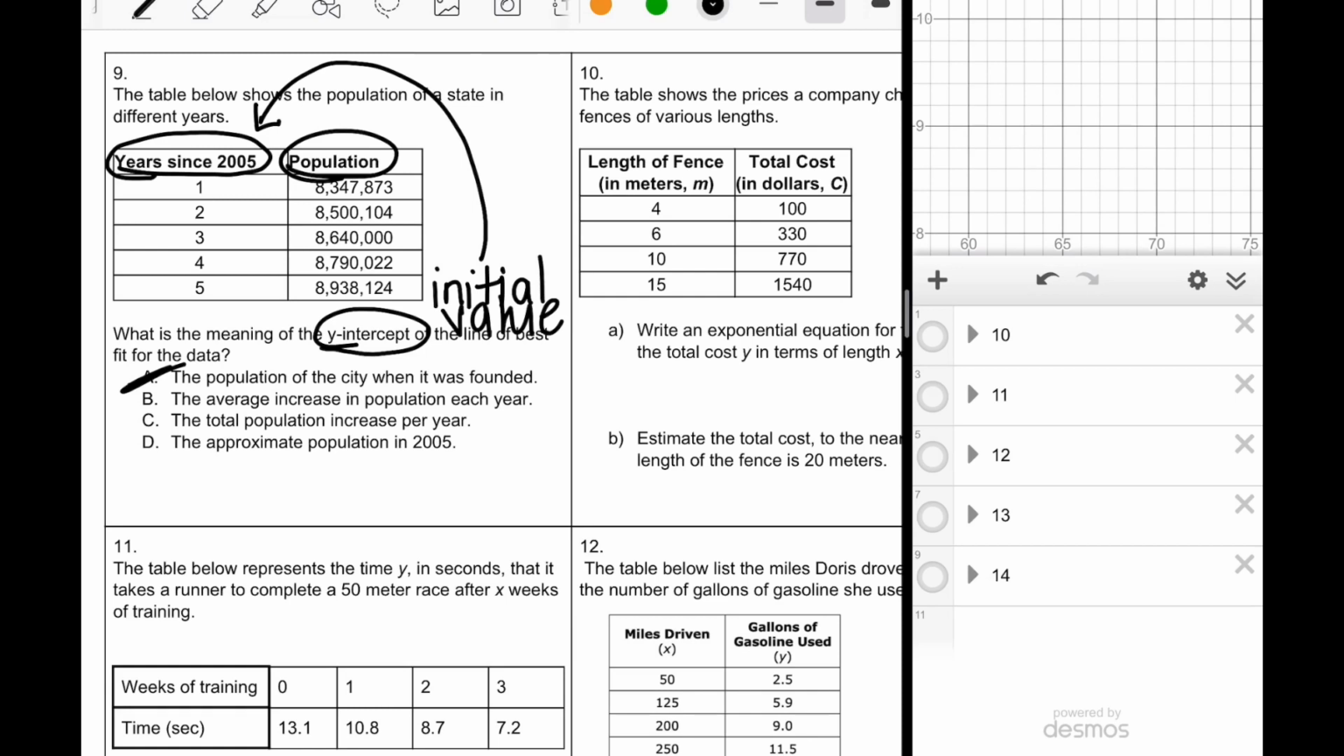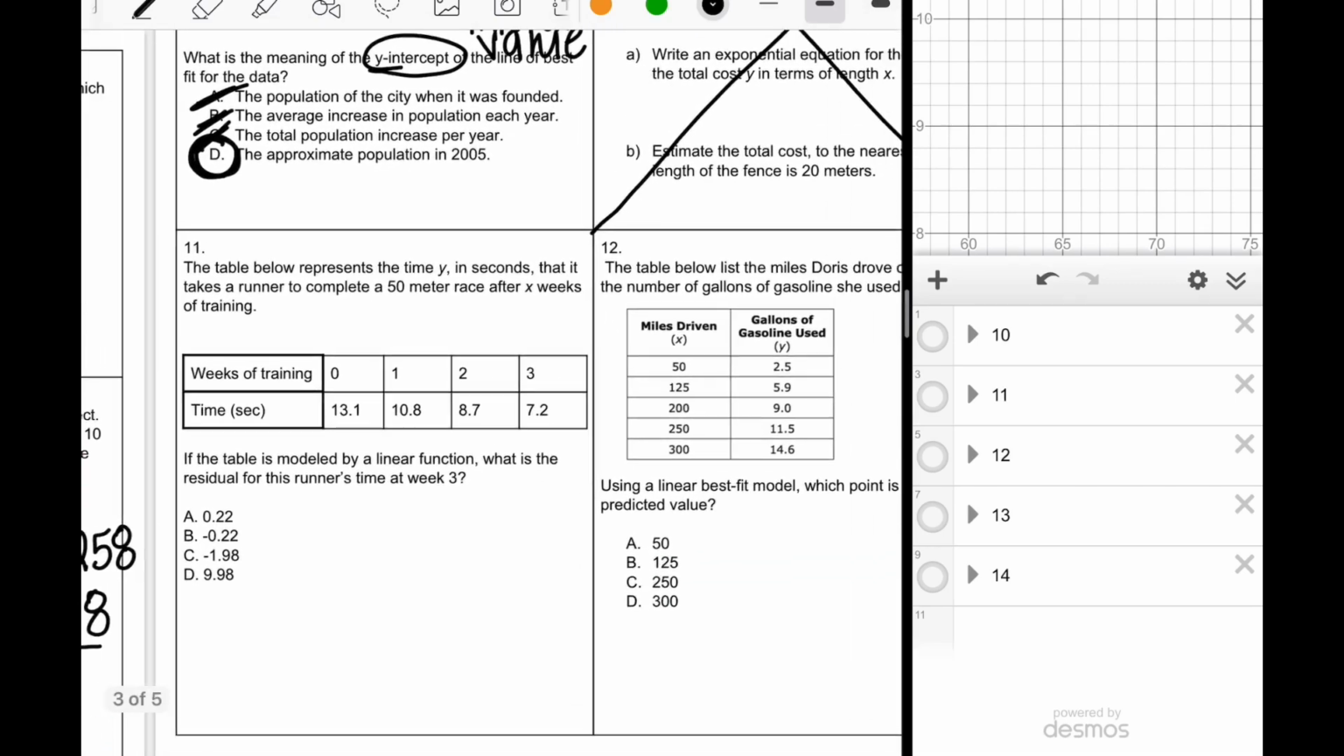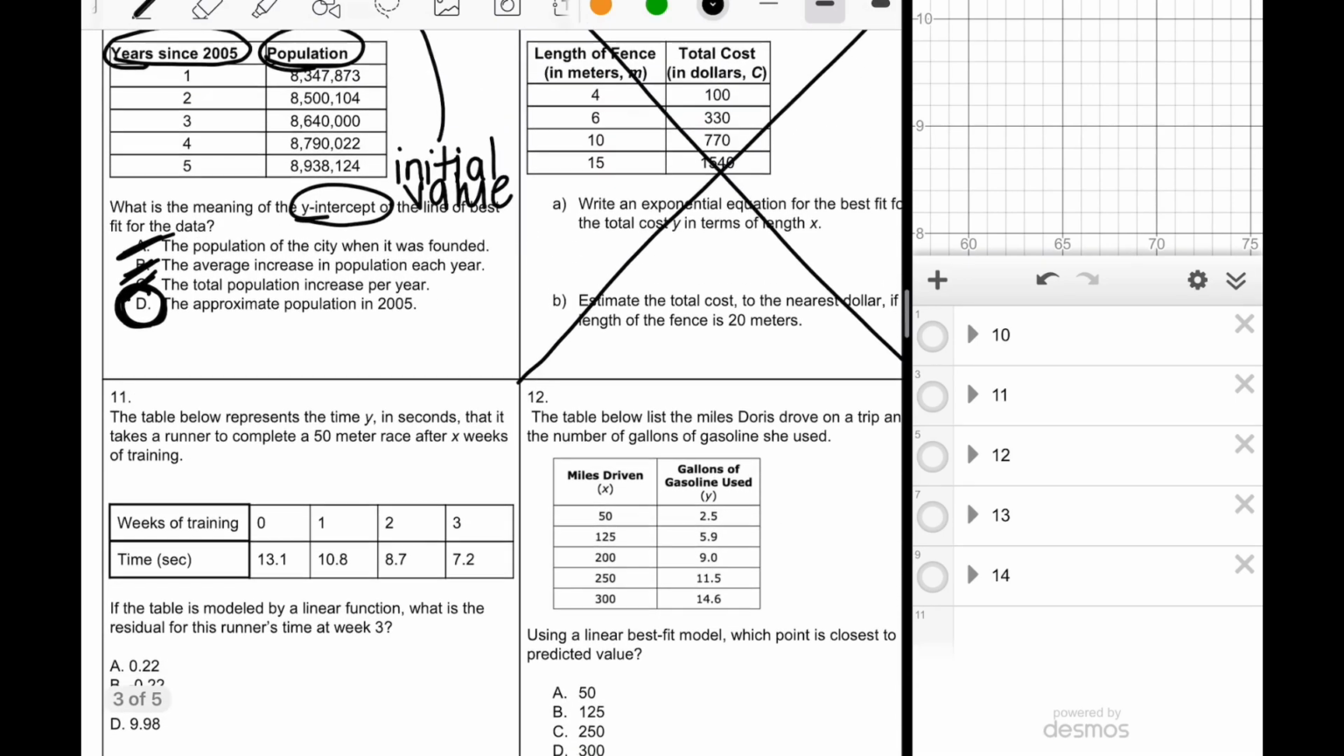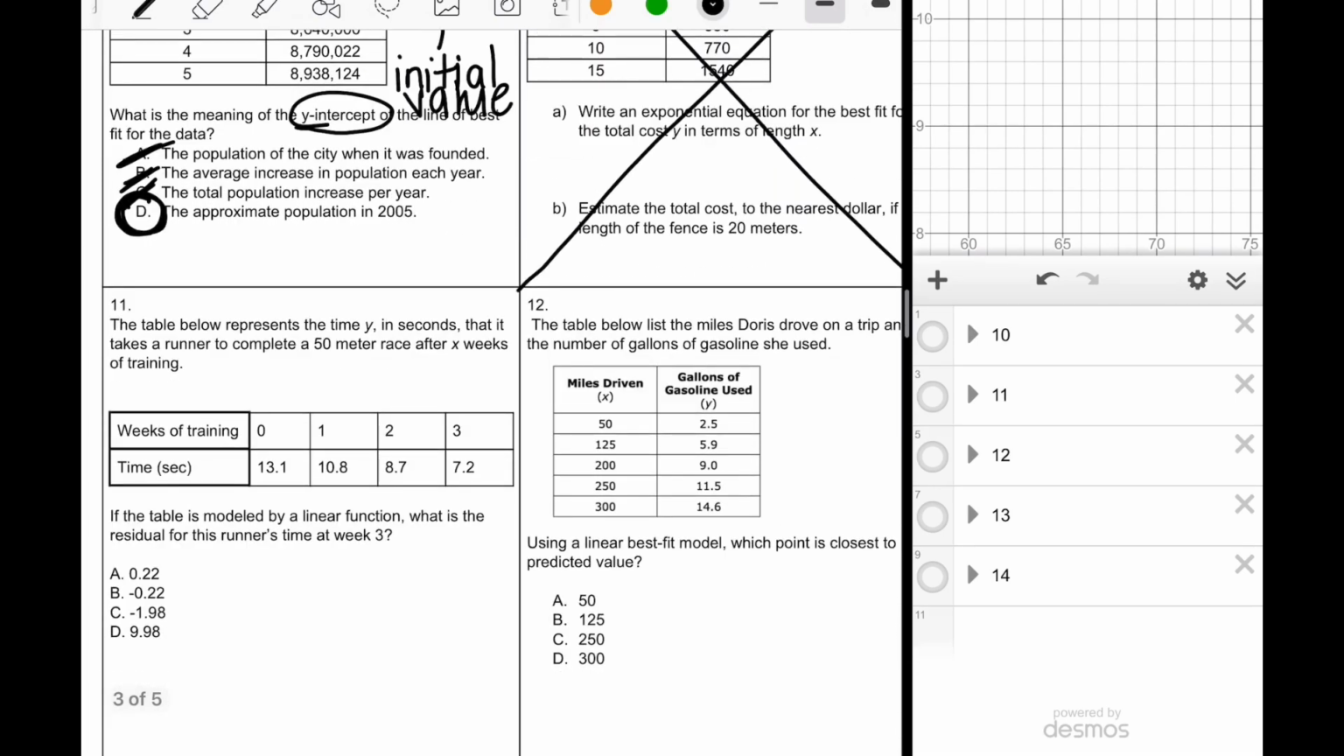Then we have the average increase in the population each year. That's going to be your slope. The total population increase per year, that's basically the same thing. You're talking about the total population increase. And then the approximate population in 2005, that is what we're looking for, because we're looking for that initial population in 2005. Number 10 was an exponential, so we're not going to do that. But I think we've done enough of the best fit models to keep going with that.